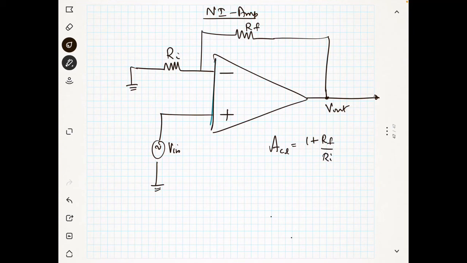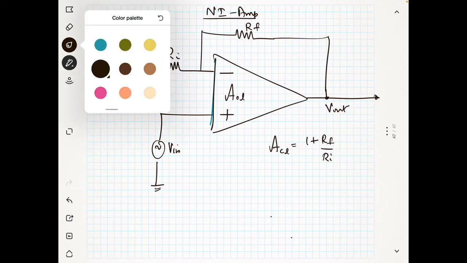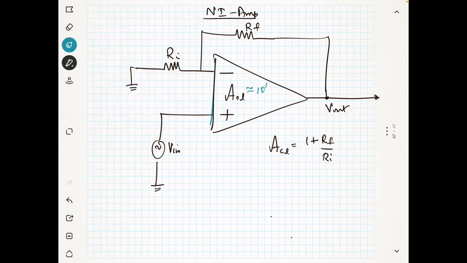Now let us assume that you know that the open loop gain is very high, for example 10 power 6. Listen very carefully about this point. Suppose V in is equal to 6 volt, or 10 volt, let's say. You are giving the power supply as plus VCC, which is equal to plus 15, and this one as minus VEE, minus 15 volt. So you can go up to minus 15 volt.